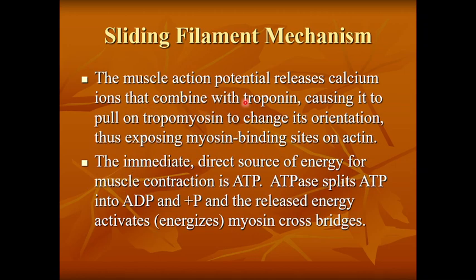The muscle action potential releases calcium ions that combine with troponin, causing it to pull on tropomyosin to change its orientation, thus exposing myosin binding sites on actin. The immediate direct source of energy for muscle contraction is ATP. ATPase splits ATP into ADP and inorganic phosphate, and the released energy activates myosin cross bridges.